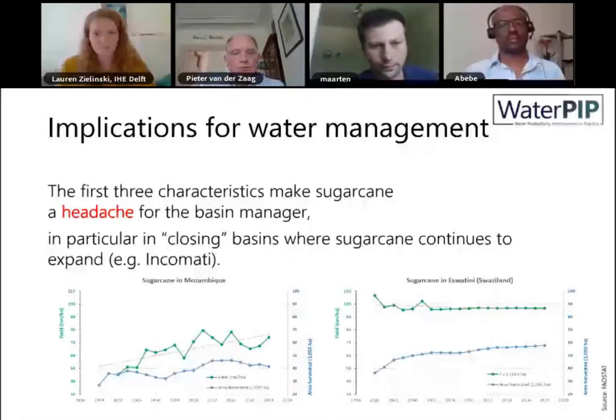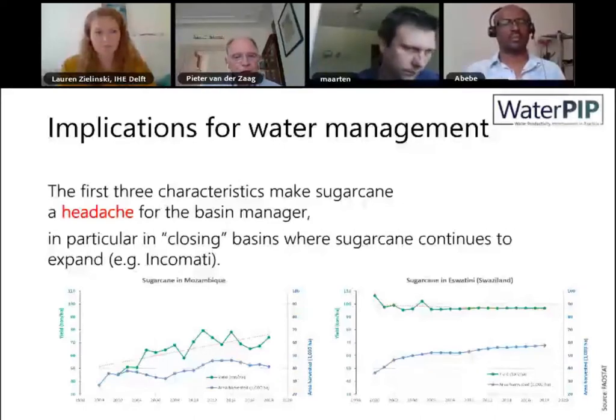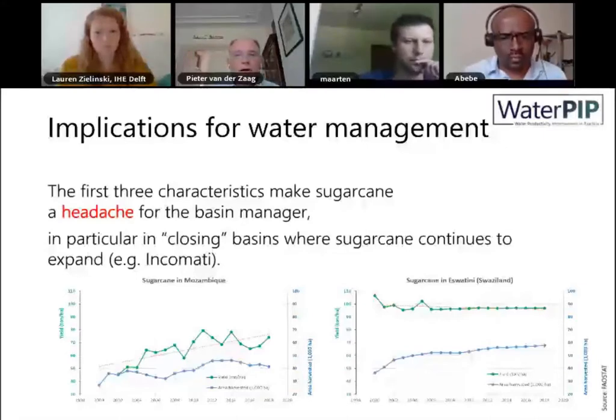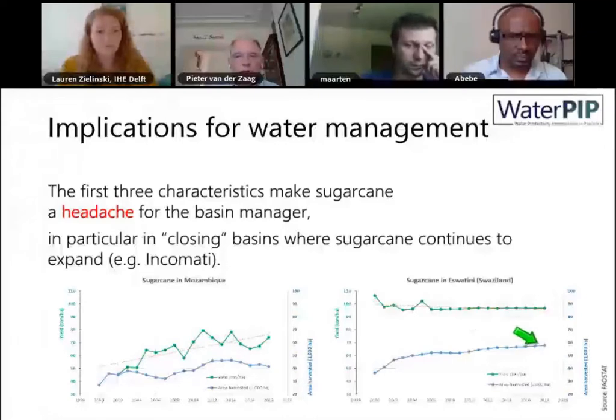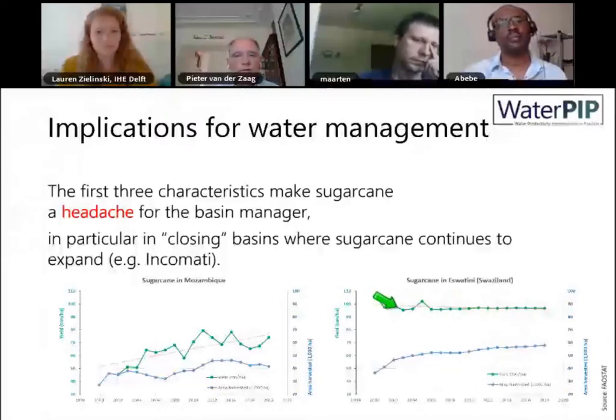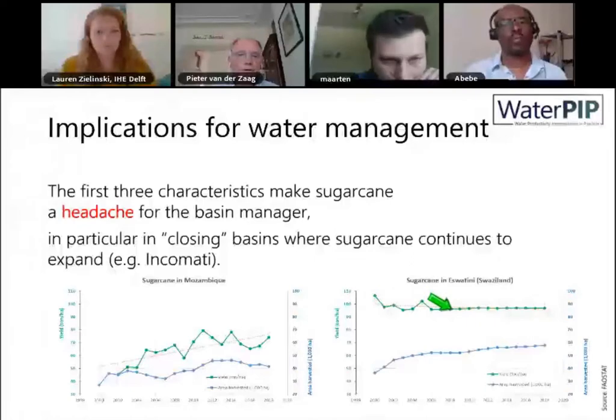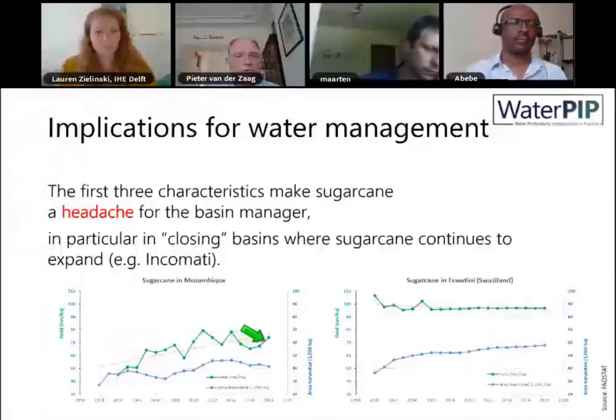Now, let's turn to some data from FAOSTAT again, now from Mozambique and Eswatini. These are countries which have a lot of sugarcane, also on the Inkomati, which I've mentioned before. And you see that there is an expansion of sugarcane in Mozambique and also in Eswatini, also known as Swaziland. Swaziland has very good operations, and you see they have high, stable yields of around 100 tons per hectare. And in Mozambique, it's really fluctuating, but overall increasing.